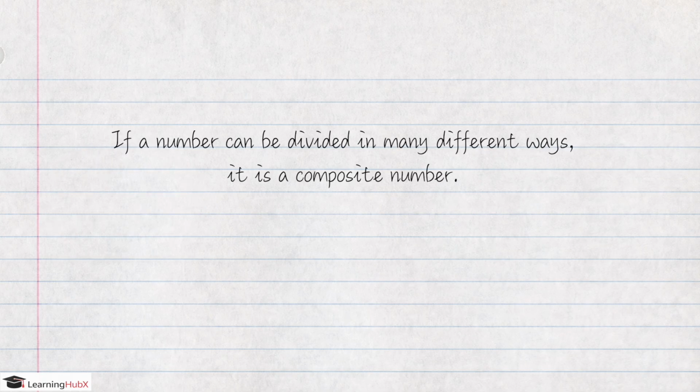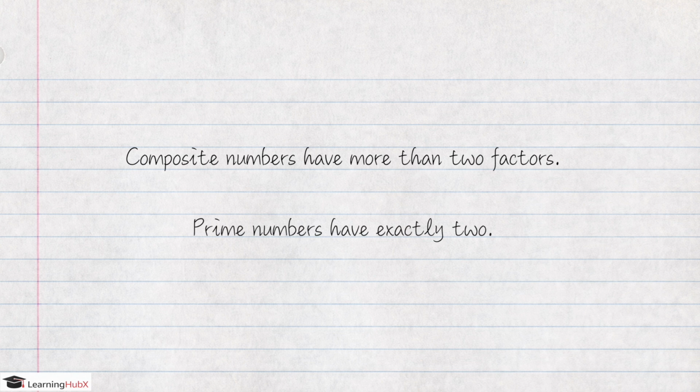So here's the key idea. If a number can be divided in many different ways, it is a composite number. Composite numbers have more than two factors. That's the difference. Prime numbers have exactly 2. Composite numbers have more than 2.